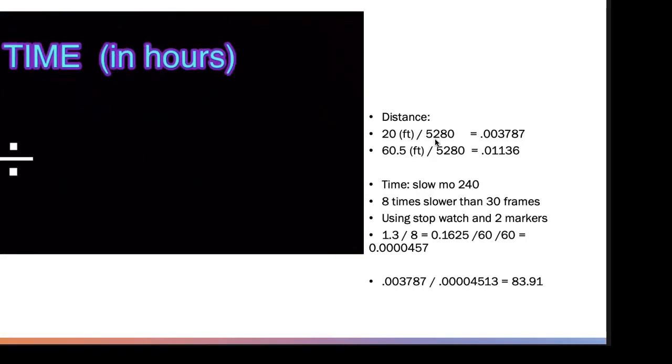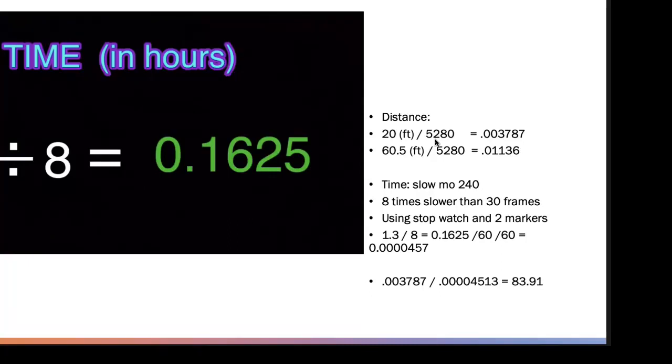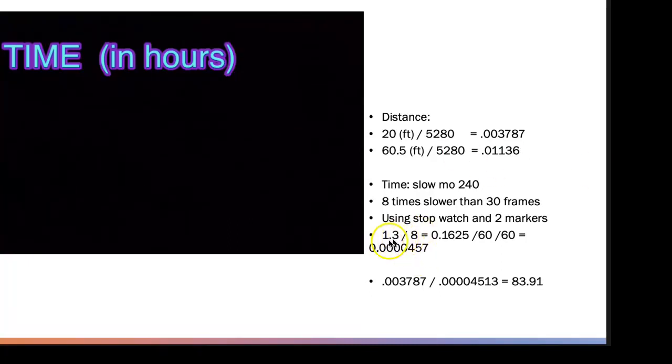Using slow-mo and the stopwatch, I got 1.3 seconds. Now I divided that by 8, and I got 0.1625. Now you need to find how many hours is 0.1625.